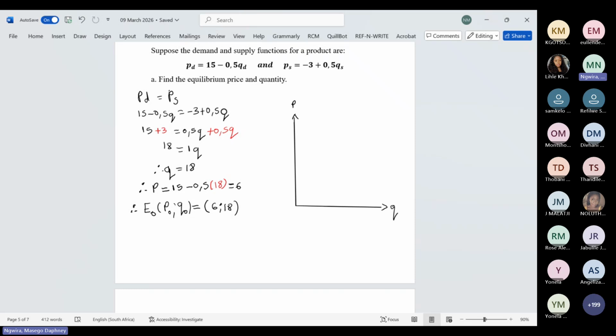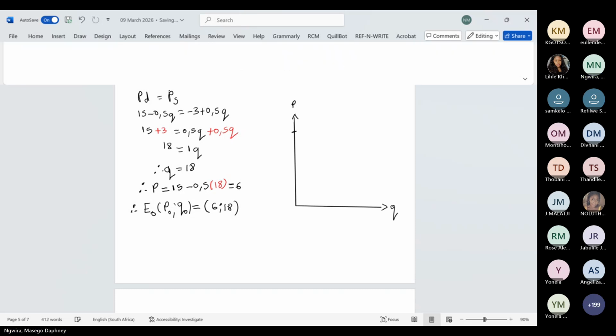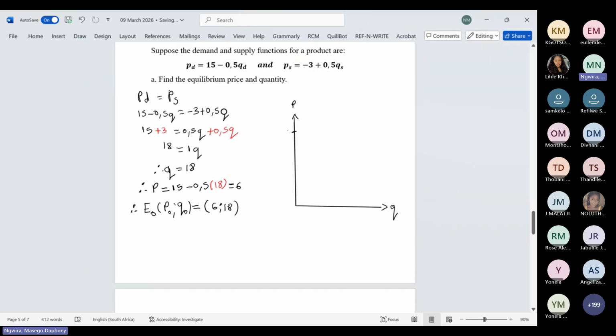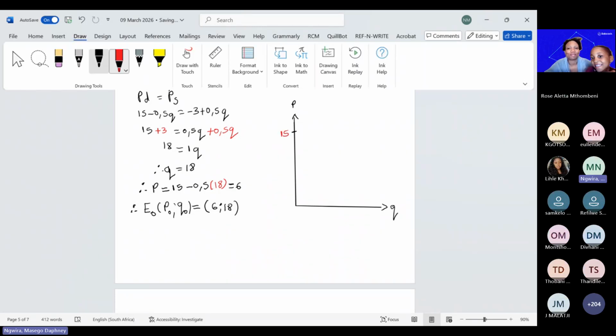So let's see if we can do this, what they did there on the study guide. So I'm going to assume that 15 is here. I'll try 15. And then, yeah.